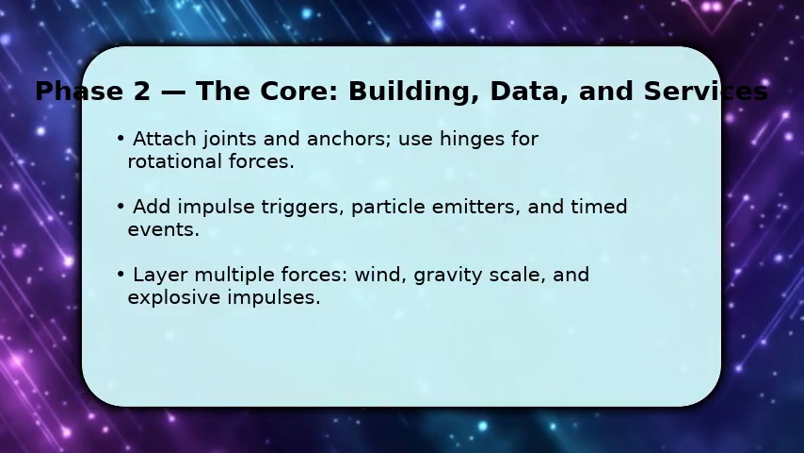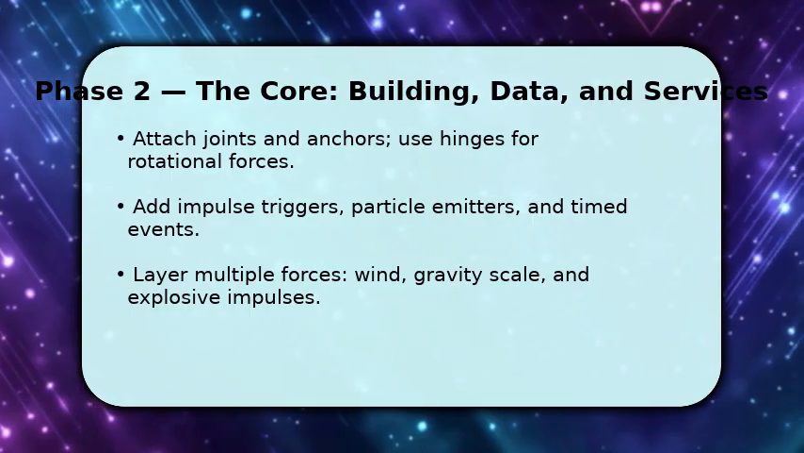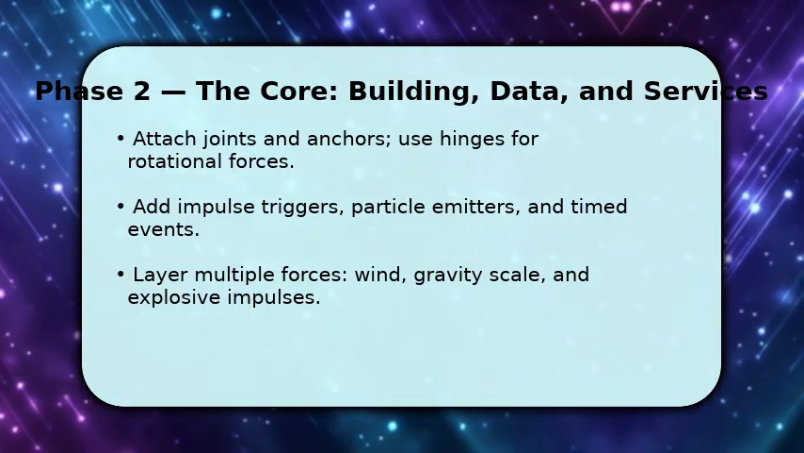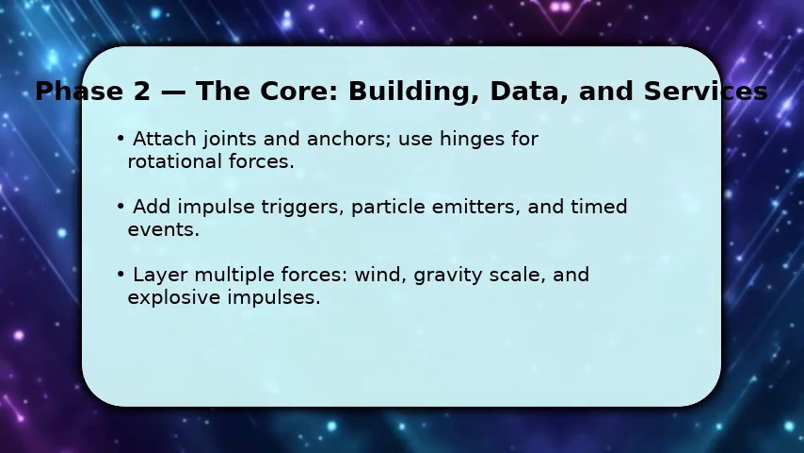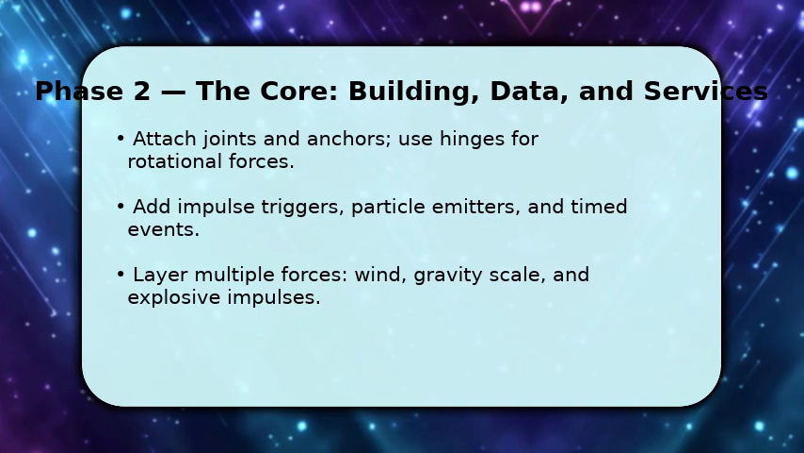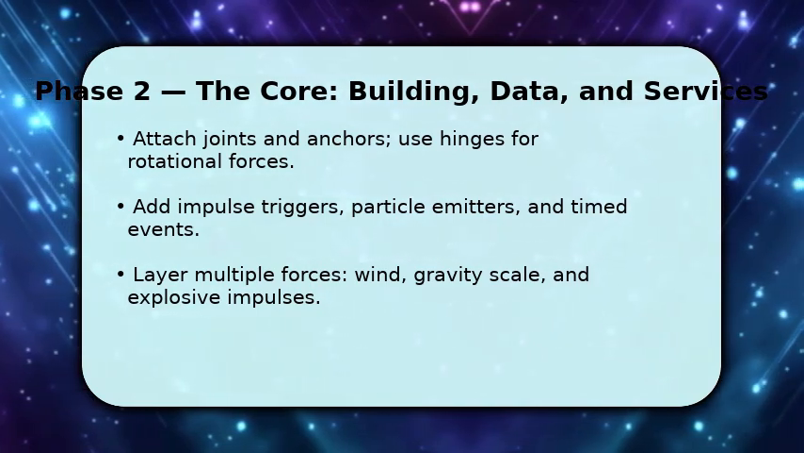Make sure to layer forces, apply wind, tweak gravity scale, and add small explosive impulses to create complex interactions. Once those elements are placed, use timed events to sequence failures so one collapse causes another. This chaining is what makes the disaster feel dynamic.